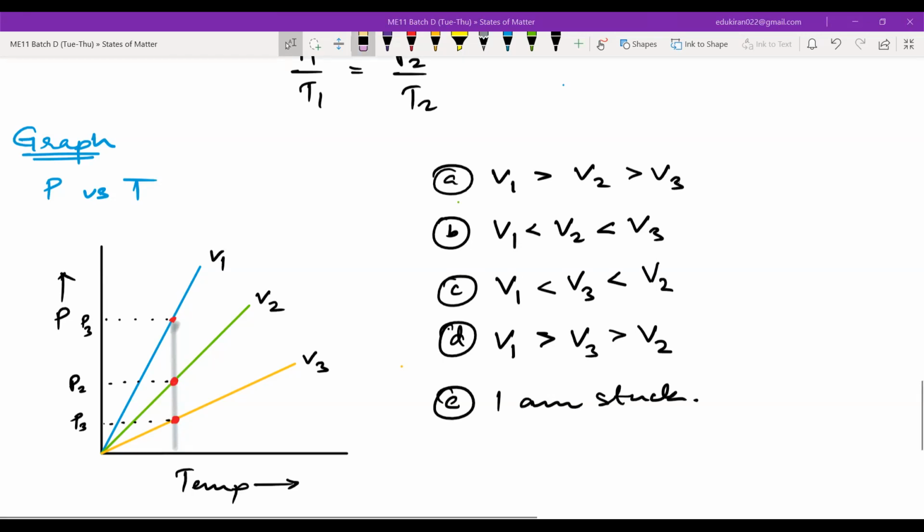Wait a second. Sorry. Wait a second. एक चीज आप लोगों से इसको ये कर लीजिए, ठीक? That this is P1, this is P2, and this is P3.